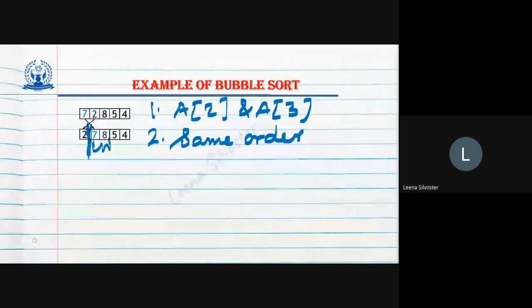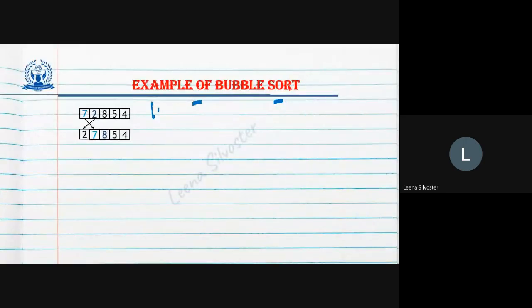Yes, it is in the same order. It is not out of order. So it is in ascending order, so no need to exchange it. That is very important. If it is out of order, then we have to exchange it. If it is in the same order, then no need to perform any operation.